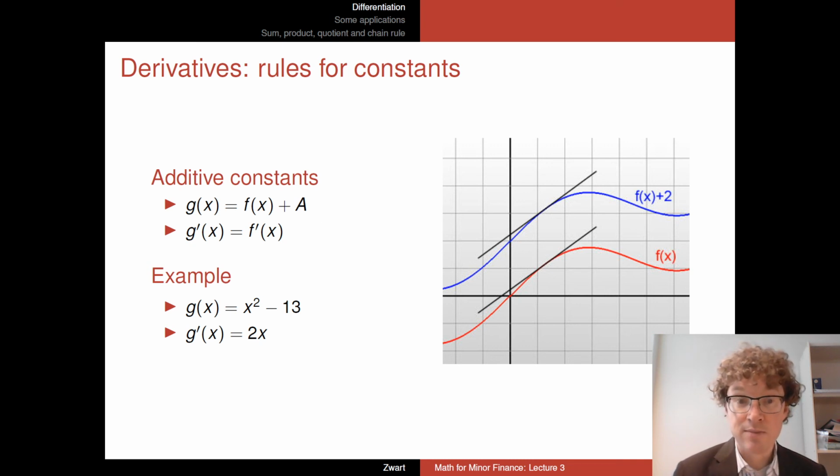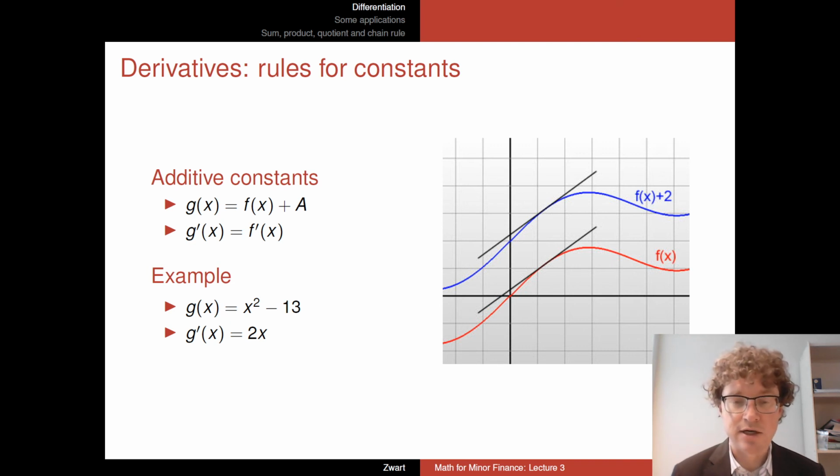So here's an example. g(x) is x squared minus 13. Well, the first thing is a power function, x squared. We can take the derivative of that. We already saw before the derivative of x squared. That is 2x. But now looking at x squared minus 13, so it's a bit lower than that.